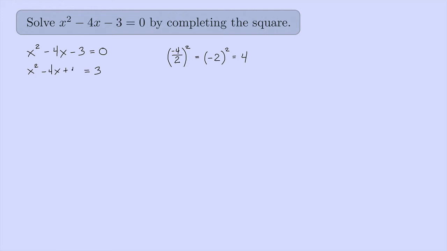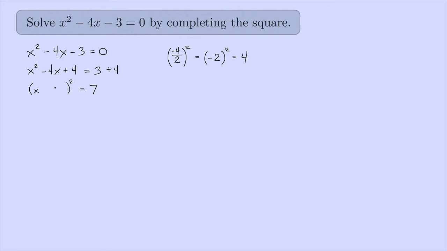So I'm going to put a 4 here, plus 4, and I have to do that to both sides of the equation. You can't just add 4 to one side of an equation and expect it to be equal, so you've got to do it to both sides. And now, because we added that 4, this thing here should factor as a perfect square. That means it should look like x plus or minus something, squared, and that's going to equal 4 plus 3, that's 7.